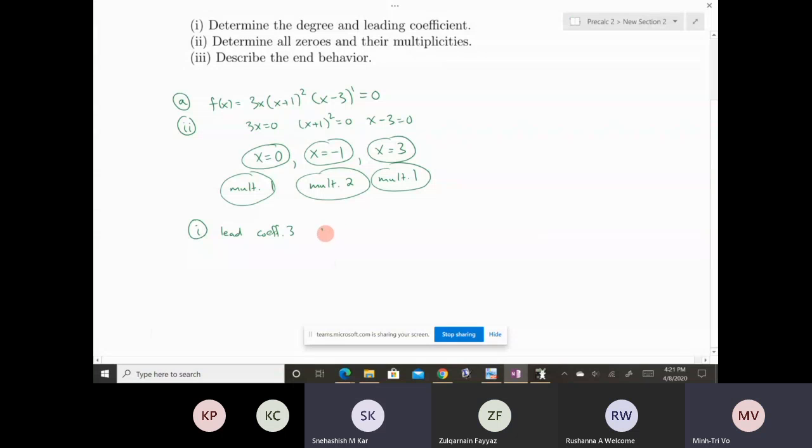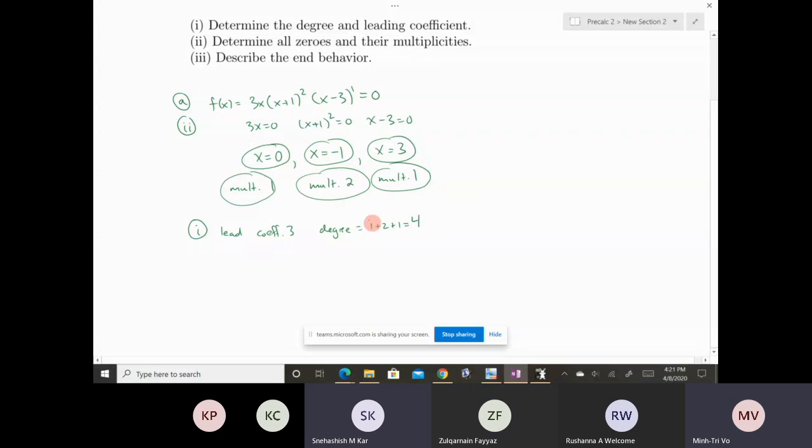And what is the degree? It's 2. No, sorry. You have to add the multiplicities together. So it's 1 plus 2 plus 1, which is 4. Okay.